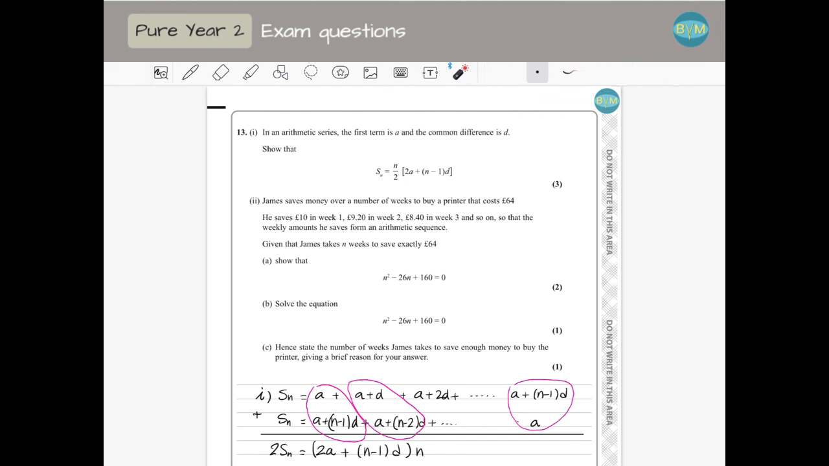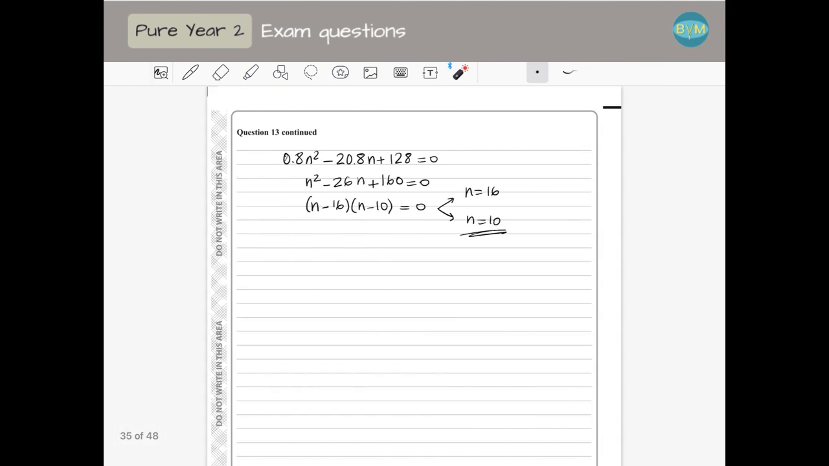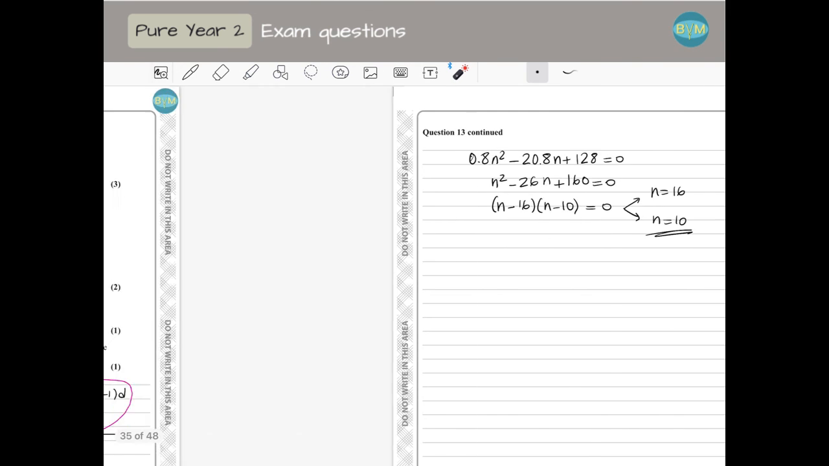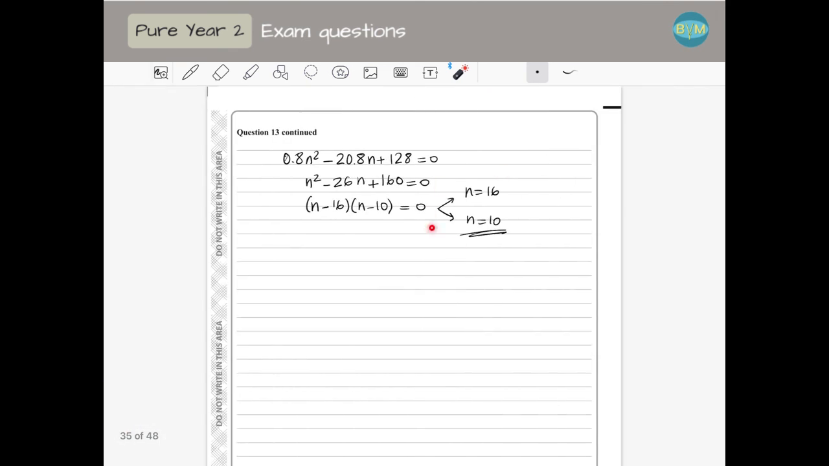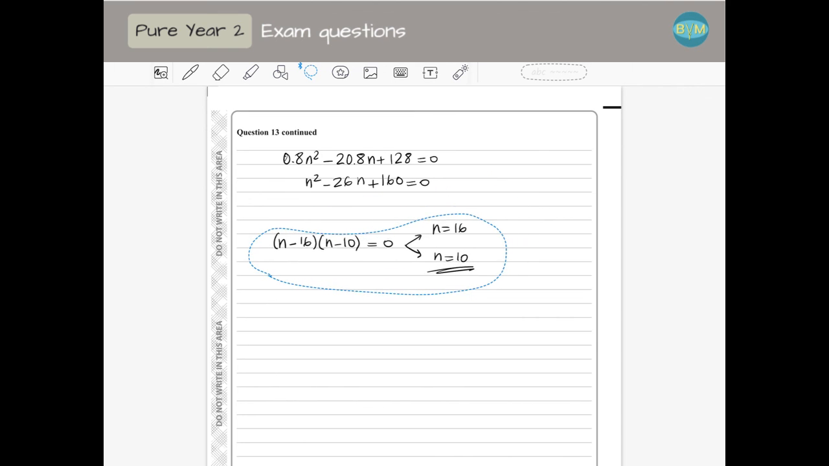Sorry, we didn't have to solve it yet. So this is the equation. This is the equation, and now we have to solve it. But we are solving it here, so this is already part B. We have to solve the equation in B.